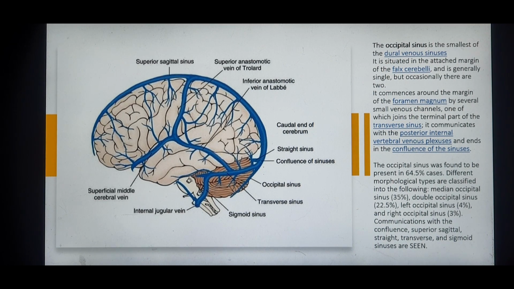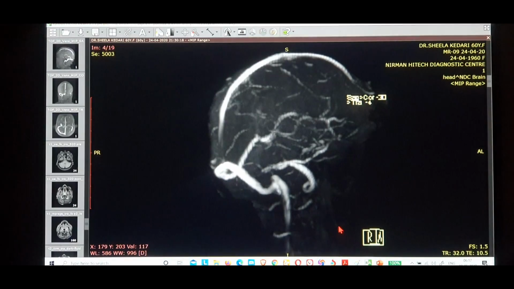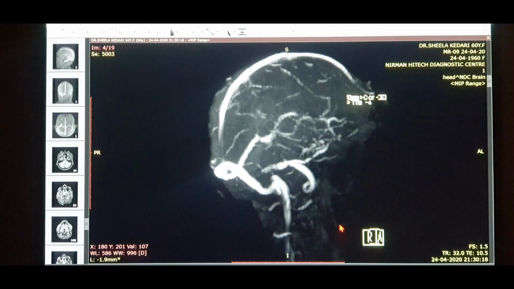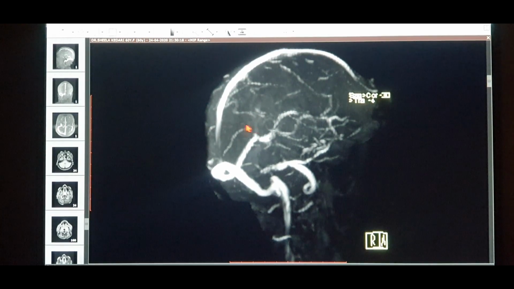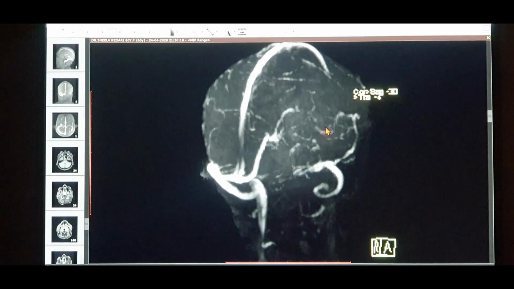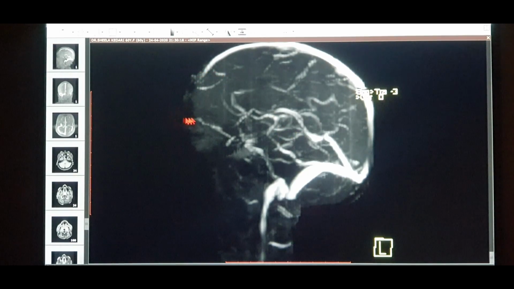Now the last thing I want to show you is how the dural venous sinuses look on an MRI venography. Okay, so this is a case I have of a patient where you can see the MRI venography, where I'll just zoom this for you. Now I can rotate this in 3D anatomy. Now this is the anterior aspect, this is the posterior aspect, this is superior, and this is inferior.